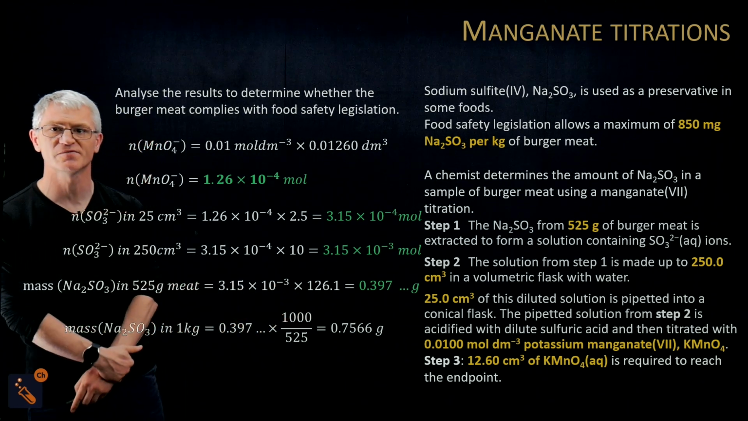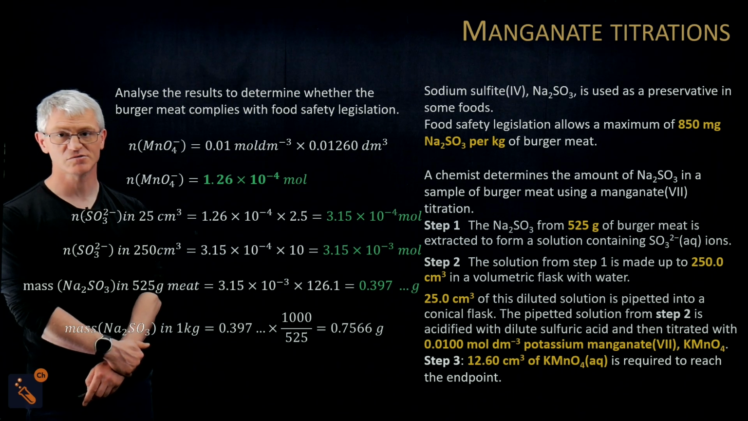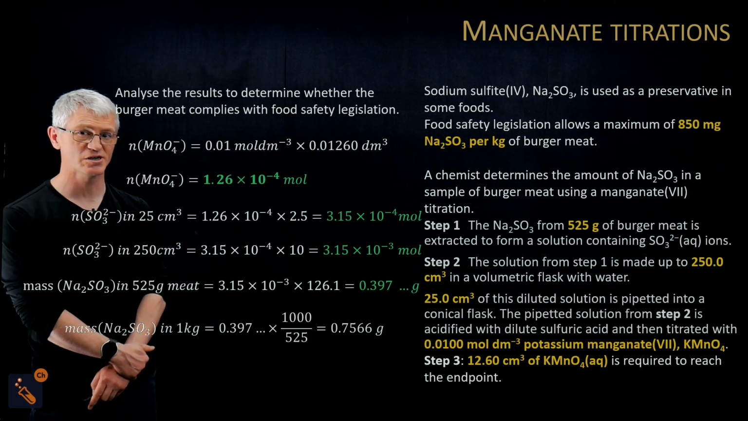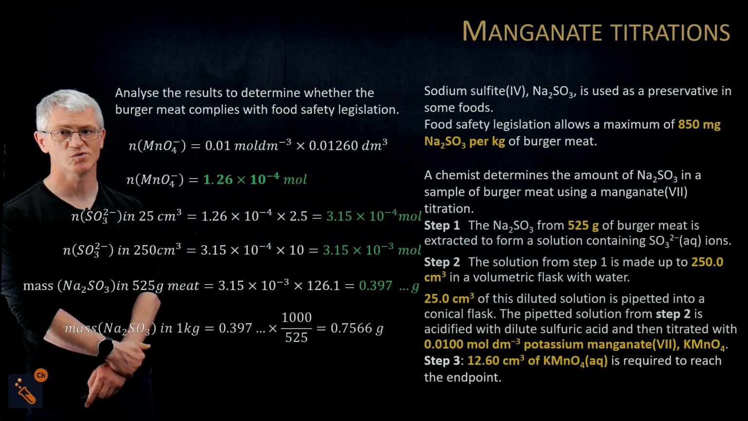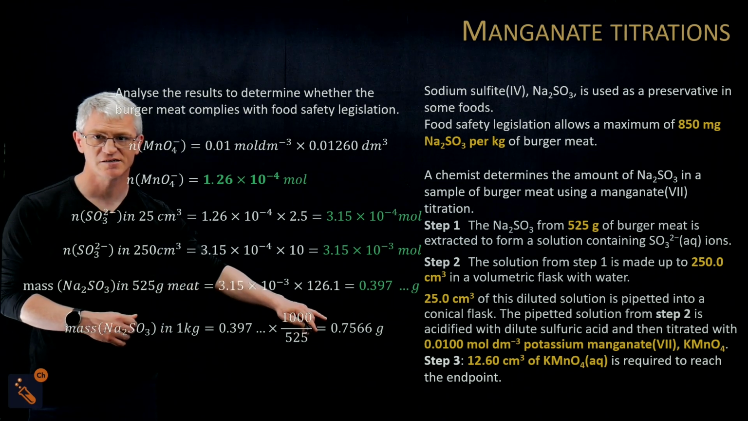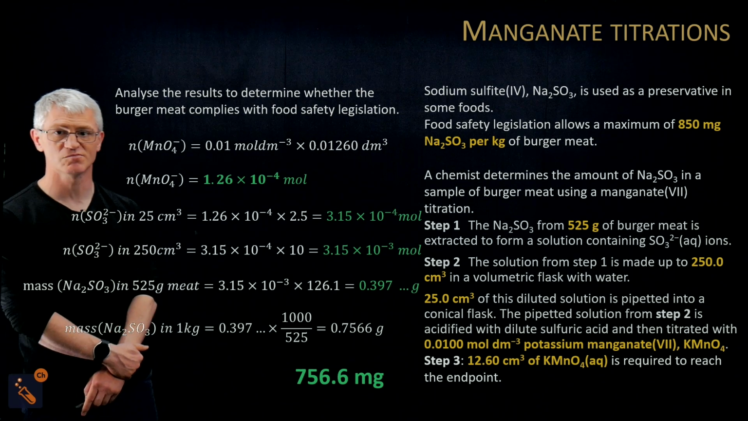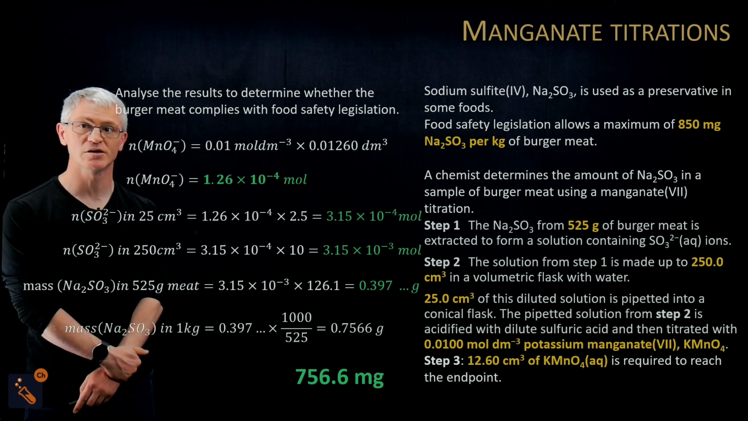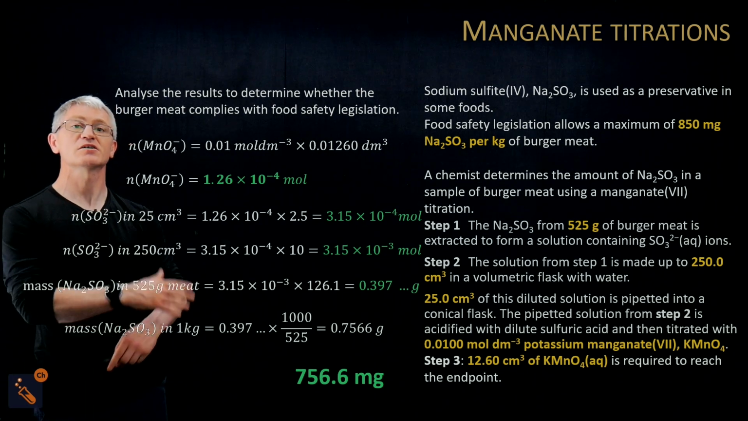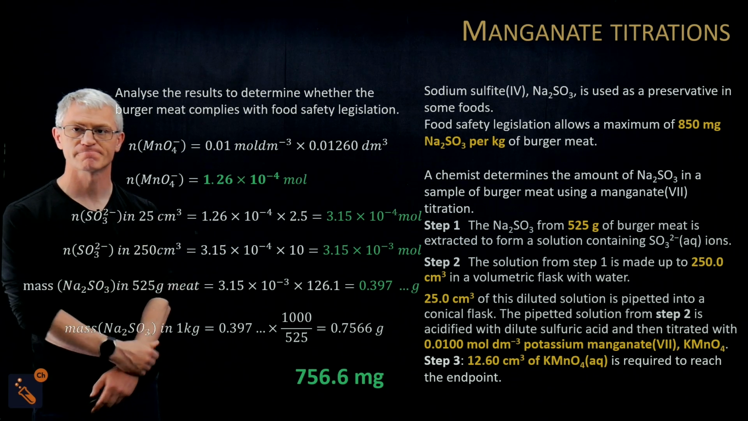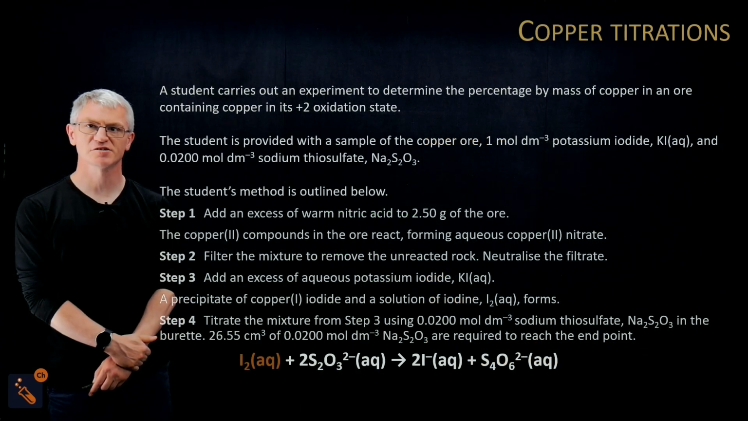It gives you 0.7566, which I told you at the start that you're going to have to do a conversion to milligrams, or 1,000 milligrams in 1 gram. So this means that if you times it by 1,000, gives you 756.6 milligrams, which means you can eat the burger. Okay, because it is below the maximum of 850. Happy days. So this is our last question.